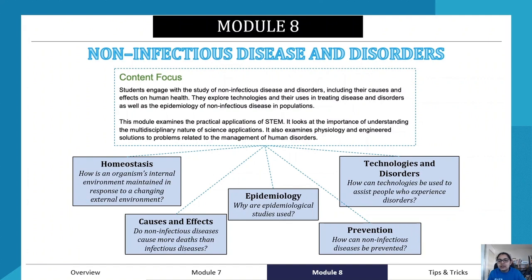Causes and effects. This is where we look at whether non-infectious diseases cause more deaths than infectious diseases. Epidemiology, we're looking at what epidemiological studies are and what they involve. Then we look at prevention, so how can non-infectious diseases be prevented? And finally, we are looking at technologies and disorders. How can technologies be used to assist people who experience disorders?